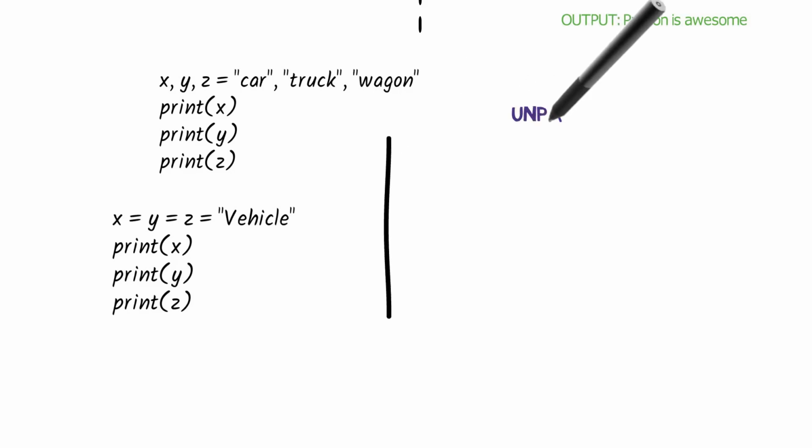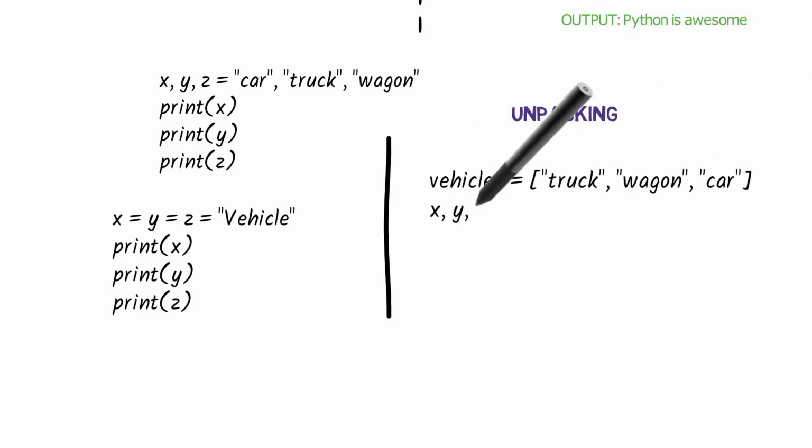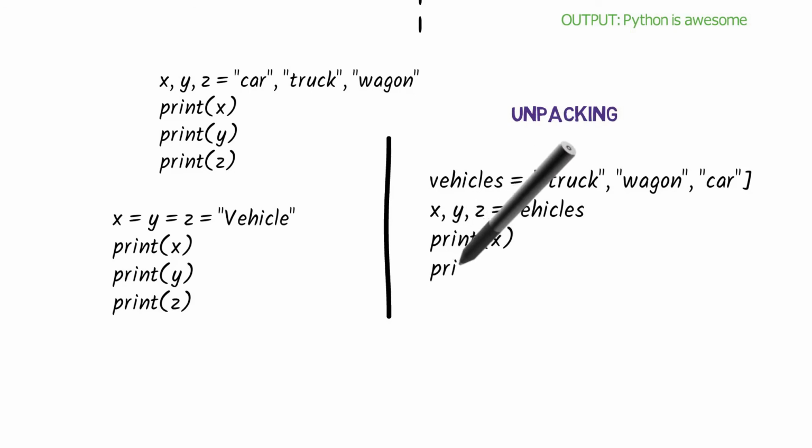For a collection comprising of a list, tuple, or what's commonly an array, we can extract the values of those into variables. This is called unpacking. Example: a list of vehicles can contain truck, wagon, and car. We can unpack those, each element being assigned a variable, and print them.